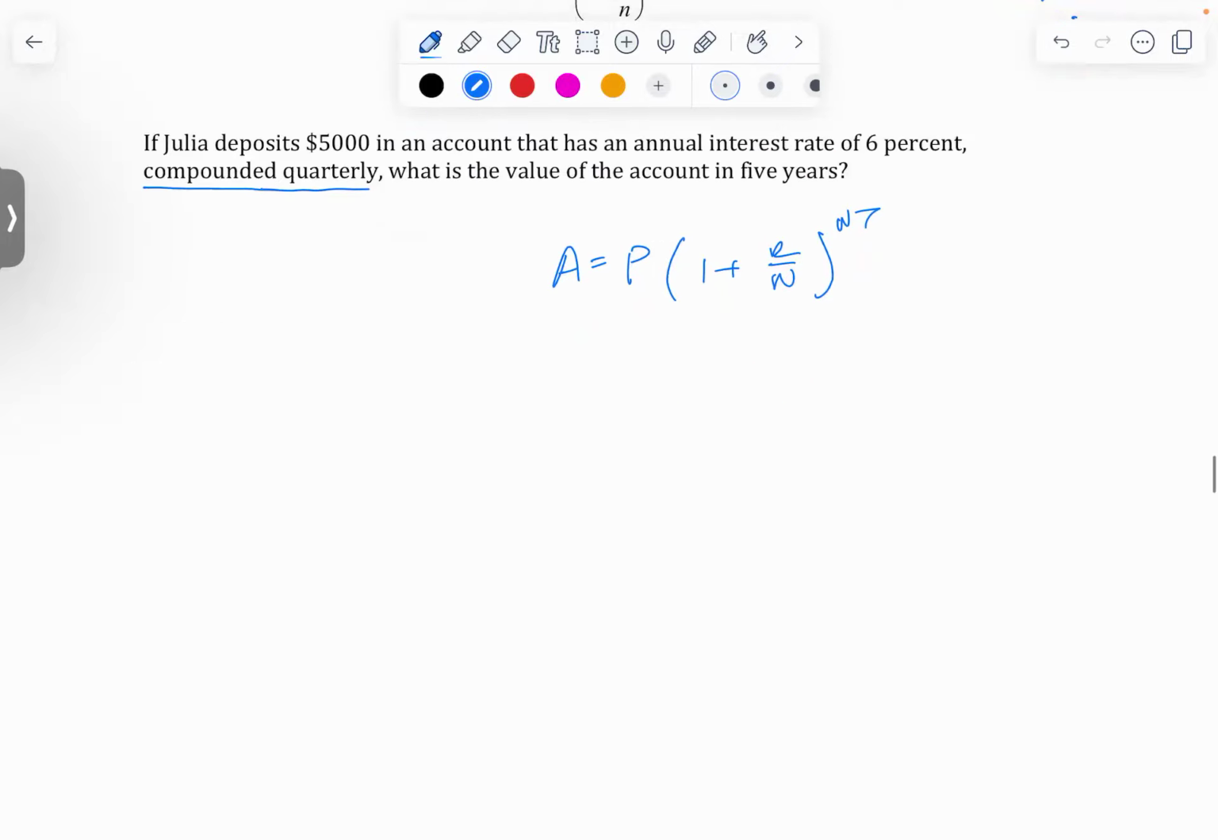And so let's identify our information. What value's in the account? That means we're looking for the future value. We deposited $5,000. We have an interest rate of 6%, 0.06, and 5 years. And again, this has to be in years as well, so that's correct. Compounded quarterly. Well, how many quarters are there in a year? 4. So that makes that N. And then this is a matter of just inputting.